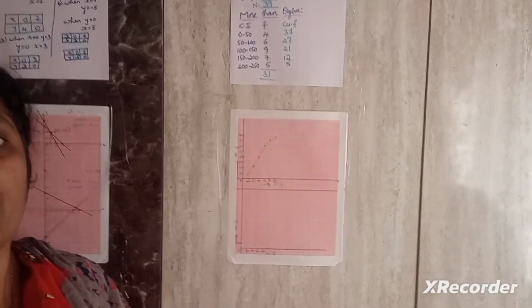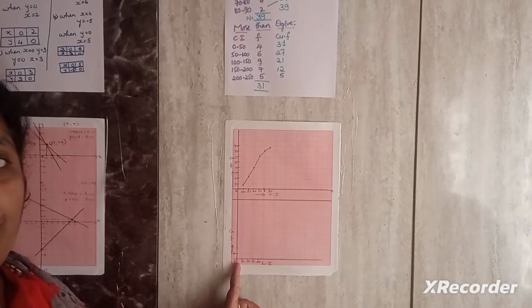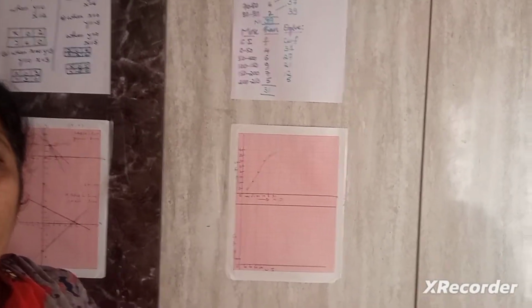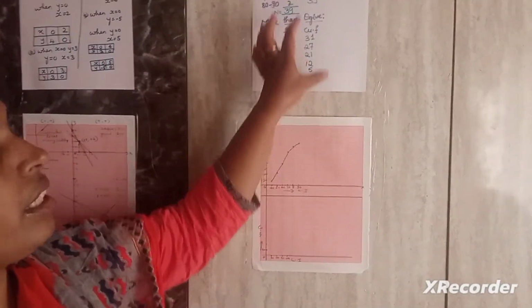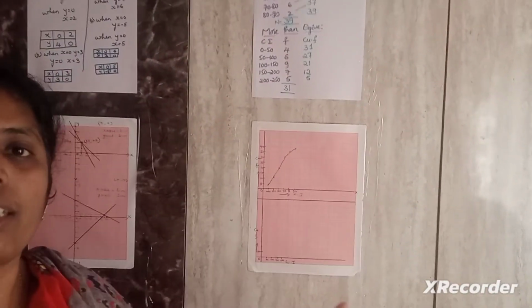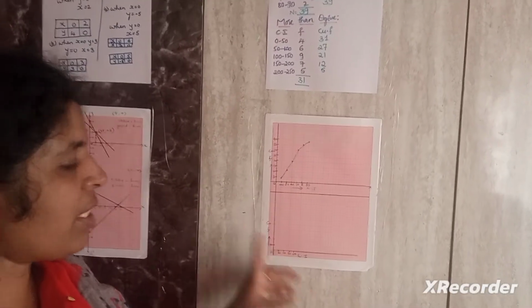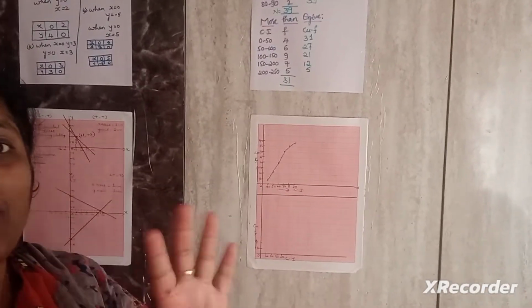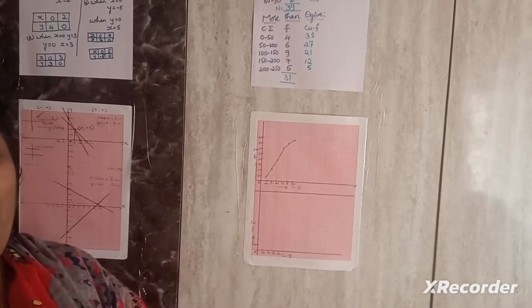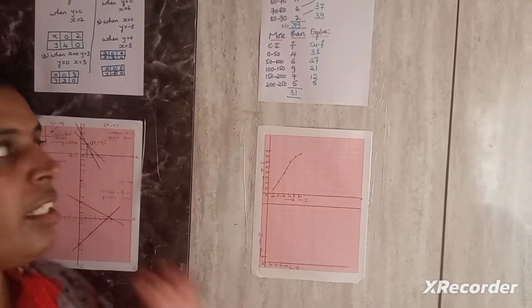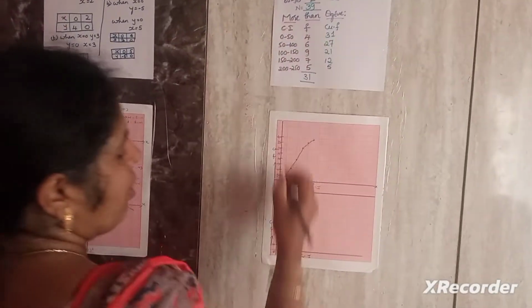Every more than ogive will not start with a 0. Recently we had one question in the preparatory exam where the cumulative frequency was already calculated. Only you have to plot the graph. In that graph, the first limit was 5. So it never touches the y-axis in that kind of graph. Here, if 0 is the first limit, then definitely it will touch the y-axis. So first one you have to mark.